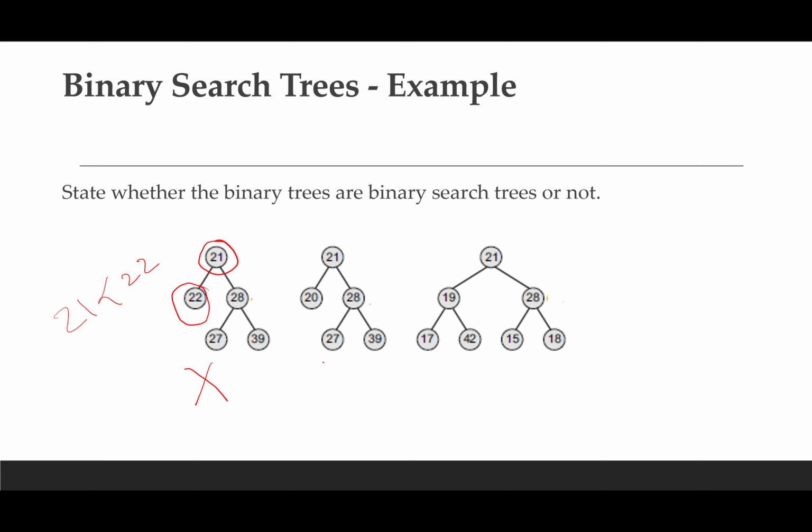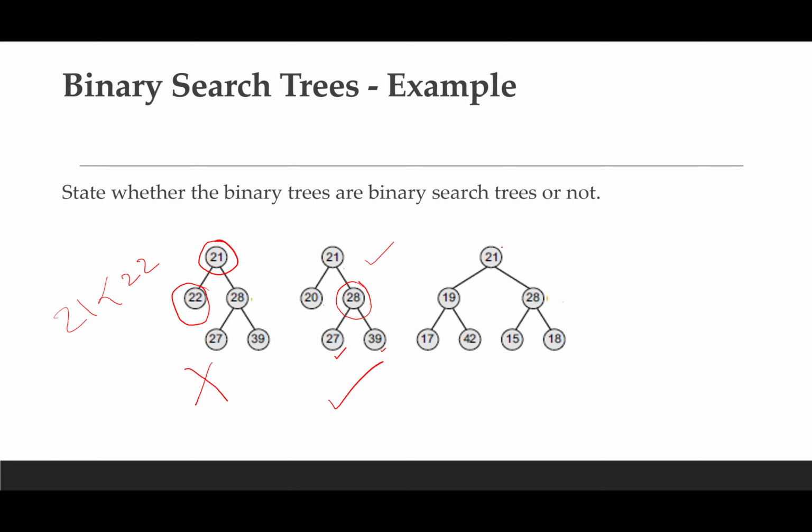Now we check the next one. The root is 21 and the left child is 20, which is less than the root node. Then the right child is 28, which is greater. The left child of 28 is 27, which is less than 28, and then 39. So it is a valid binary search tree.